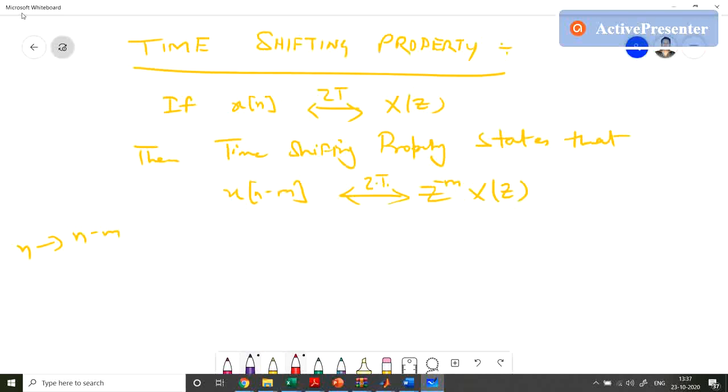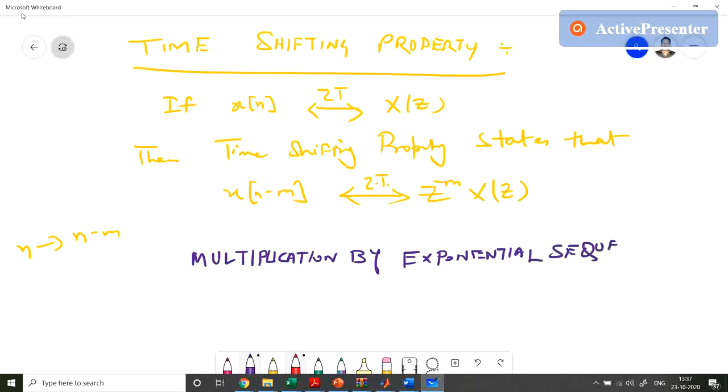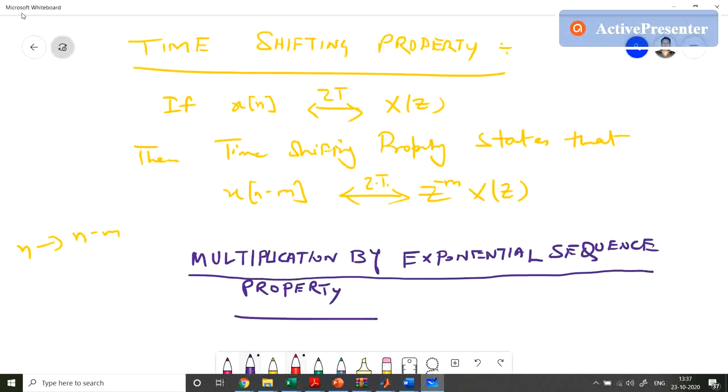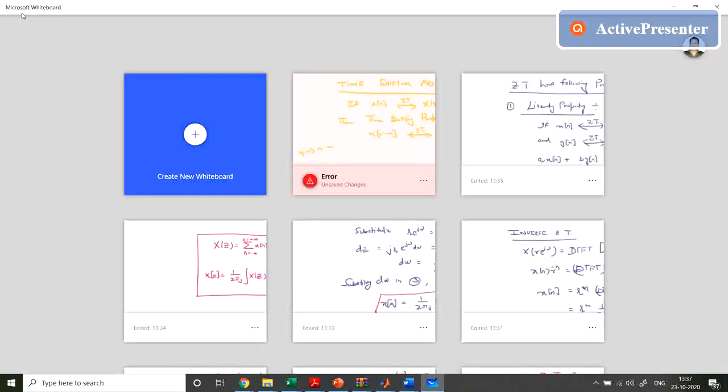Another property is the multiplication by exponential sequence property. Let us discuss this property.